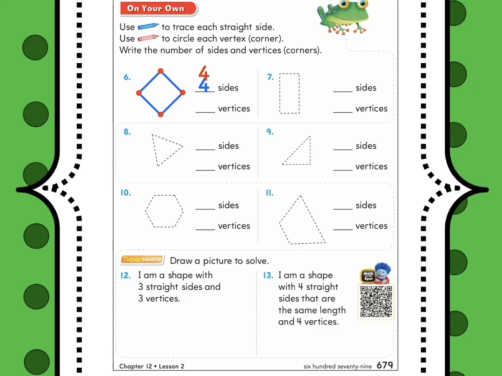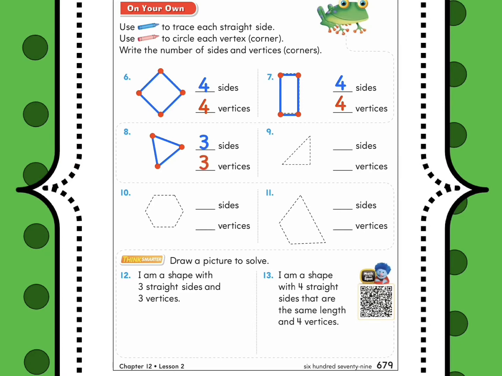They are also 4. Let's move to our friend the rectangle. The rectangle has 4 sides and 4 vertices. Well done, grade 1. Number 8. This shape is, I don't hear you, say it. Very good, this is the triangle. How many sides does it have? Very good, 3. And how many vertices? Excellent, also 3.